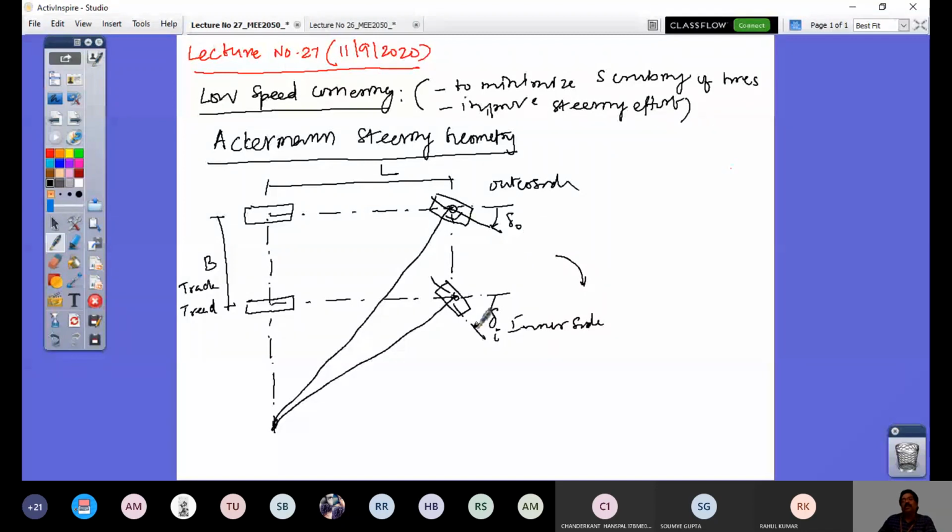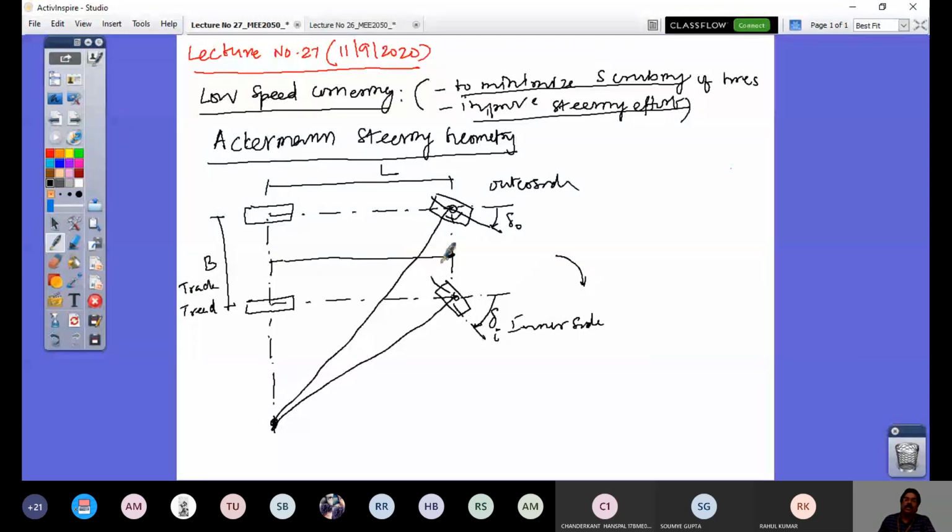Why? Because to meet these two objectives, all four wheels should turn about a common center with different radii. So this radius is different, this radius is different, this is different, this is different. This is what is recommended theoretically. Now you see this line is the line joining the mid of the front axle and the mid of the rear axle.